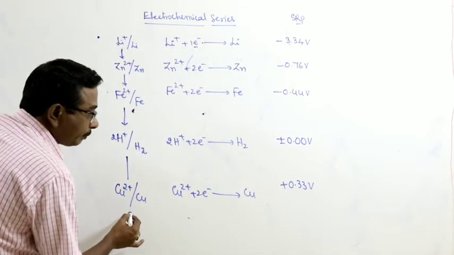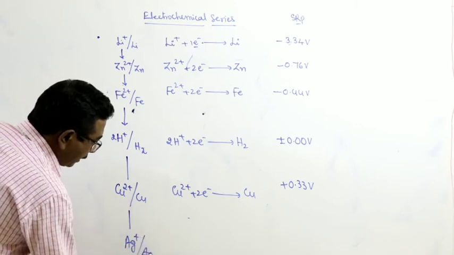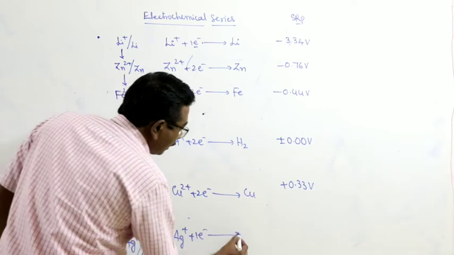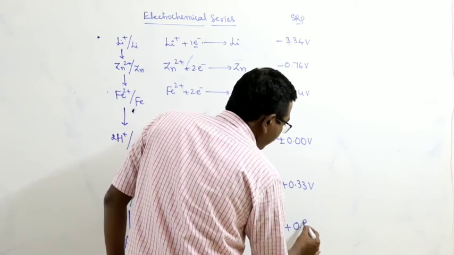And next one, Ag+/Ag. Ag+ plus 1 mole of electron gives rise to Ag. This is plus 0.8 volts.